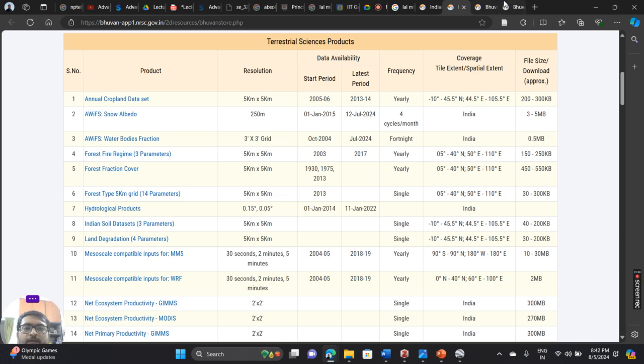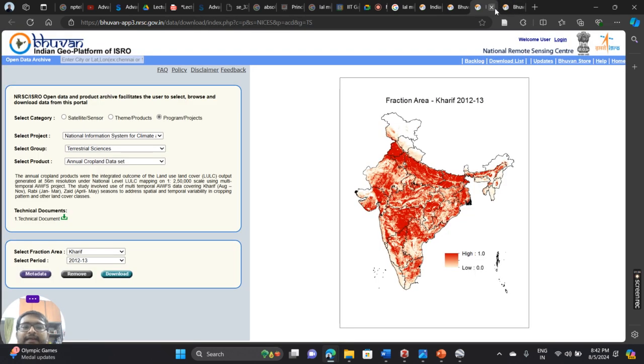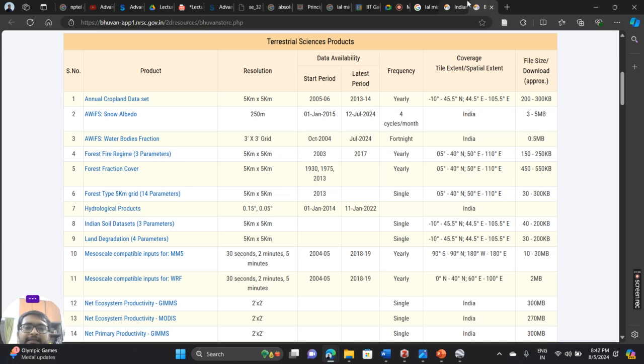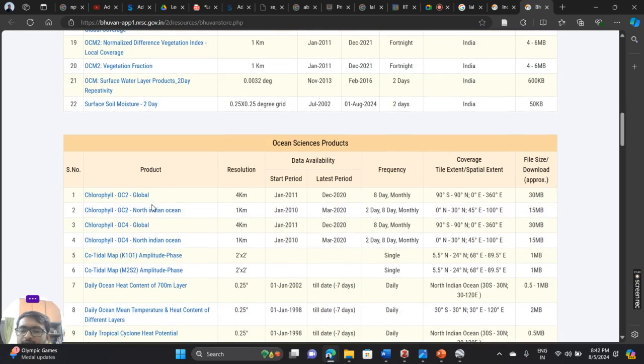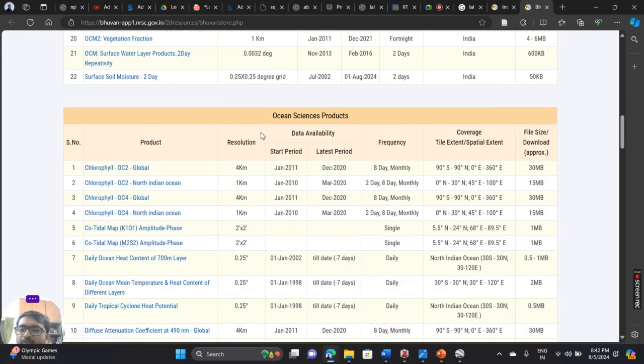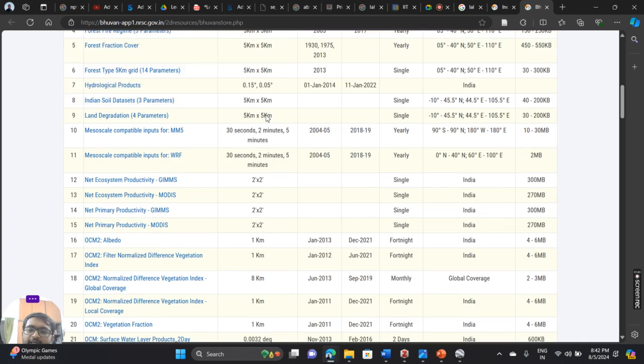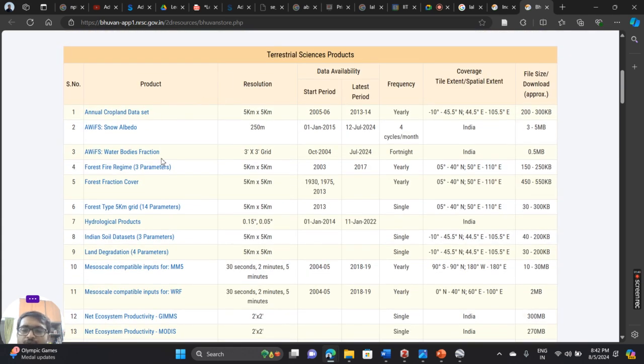So this is the soil datasets, and we have these crop datasets, satellite datasets, and water body datasets. Apart from that, you have forest fire, snow, albedo, and ice, and so on. Those products are on the ground. So if you are working on anything on the ground or terrestrial, on terrestrial bodies and landscape, then these products are available for that. So its name is terrestrial science products.